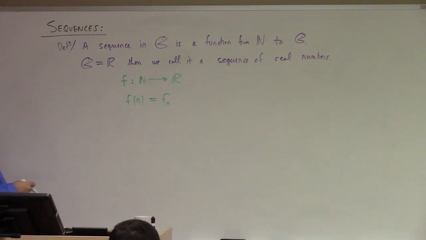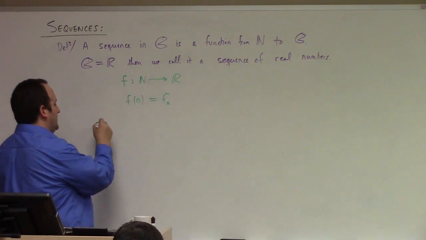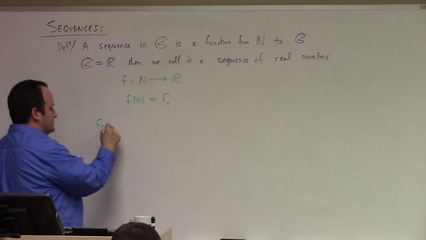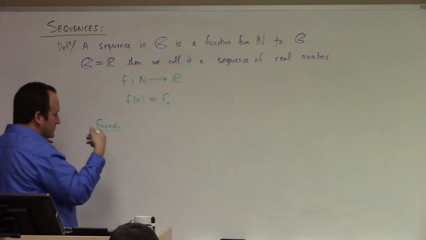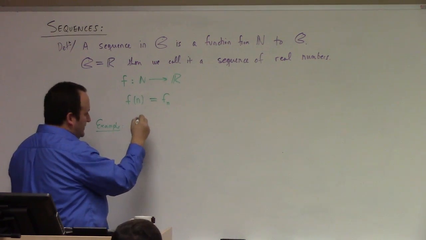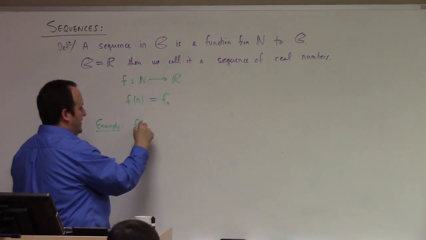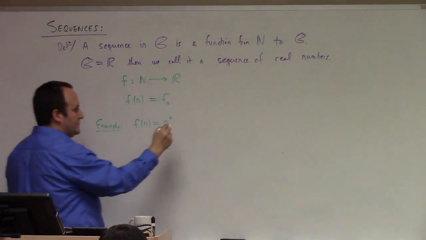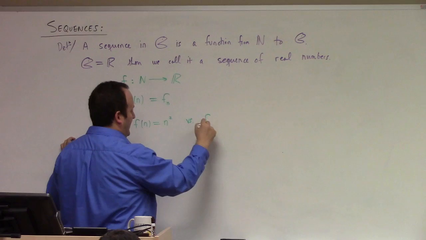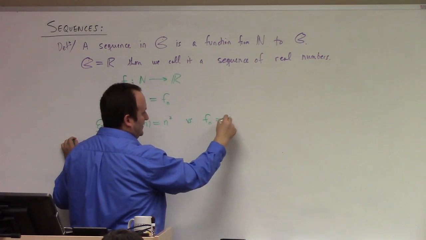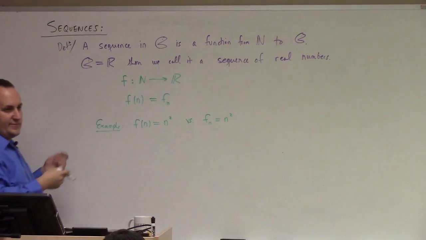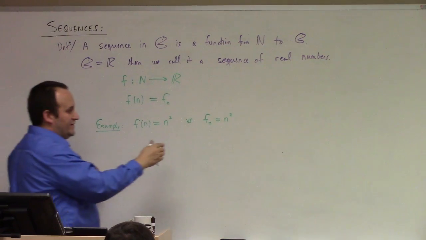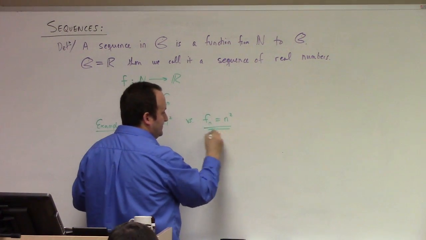For example, I could say a sequence is defined by f of n equals n squared. Or I can write f sub n equals n squared. Just notation, but this is our go-to notation for sequences, all right?